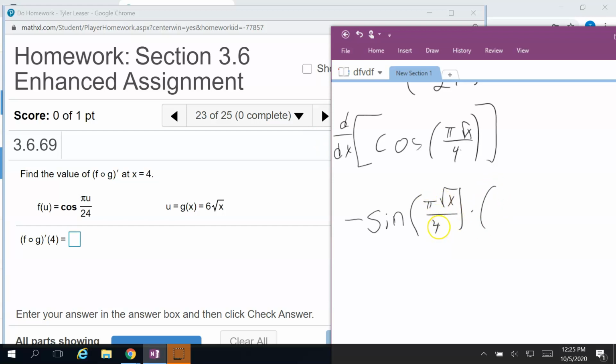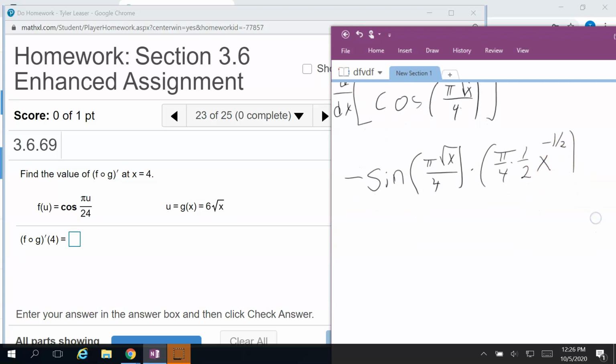Pi over 4 is the constant, so that's going to stick around. Square root x, you want to think of as x to the 1/2. So you're going to multiply down that 1/2, leave the x alone, subtract 1 away from the 1/2. 1/2 minus 1 is negative 1/2. And then you just clean this up. So we have a bunch of constants, the pi over 4 and the 1/2, that you can just multiply together and bring out front. Pi over 4 and 1/2 is pi over 8, and we still have the negative sign.